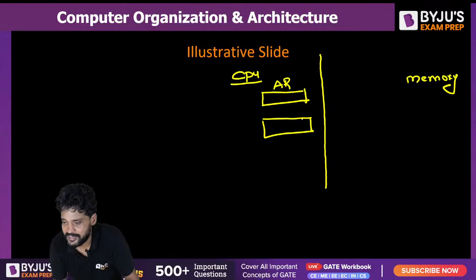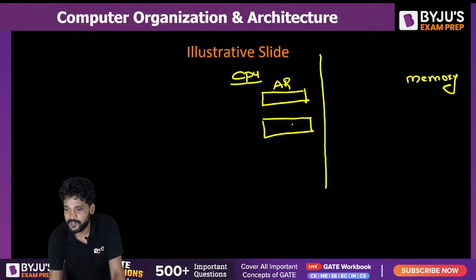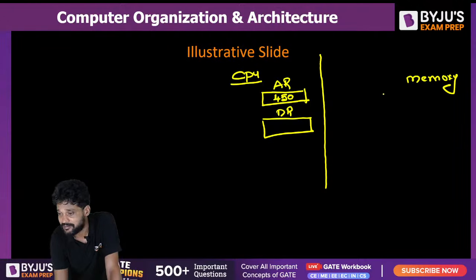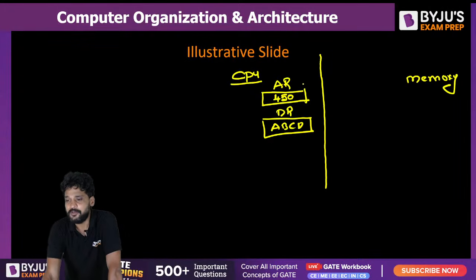Initially, let us say I want to send information to the memory. Initially, the CPU will load the address register. Let us say this is 450. Right after which, the CPU is going to fill the data register with the content that needs to be transferred to the main memory. Let us say the content is ABCD. That means that at the address 450, the content ABCD must be written in the main memory. So the CPU always uses an address register and a data register.